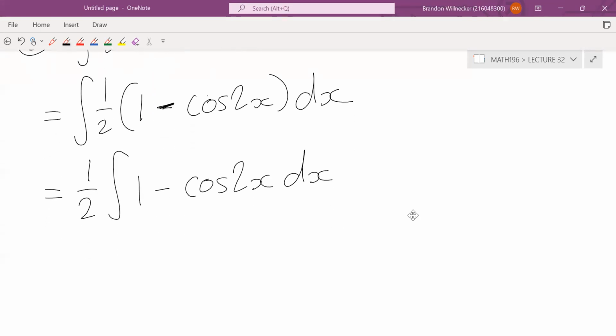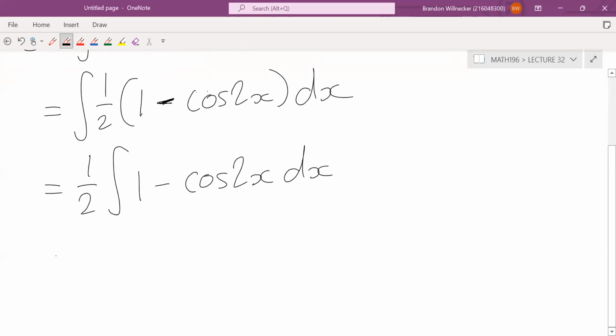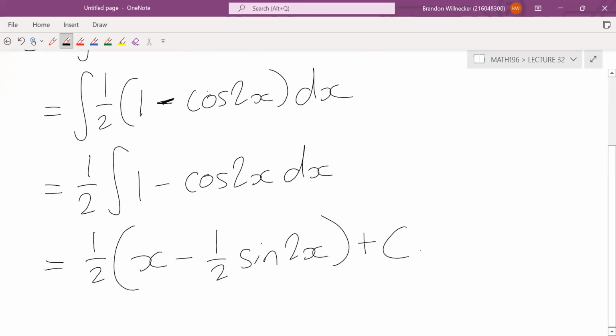Okay, now we don't have to do any u substitution now. So you see this is a very nice special case. So just integrating this, we get 1/2 x minus 1/2 sine 2x plus c.